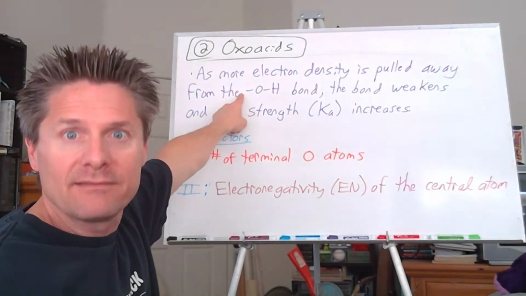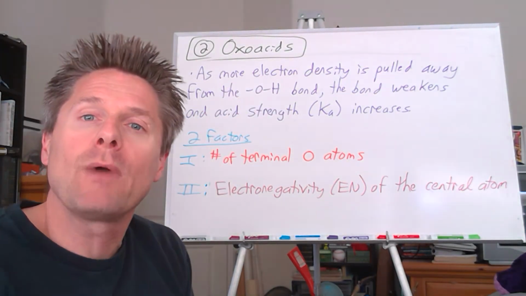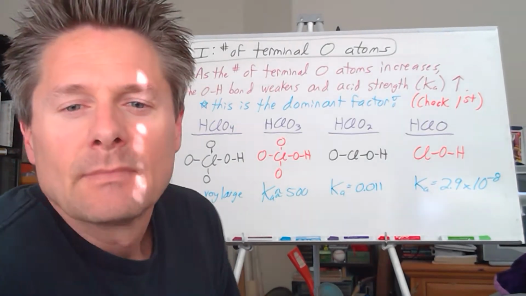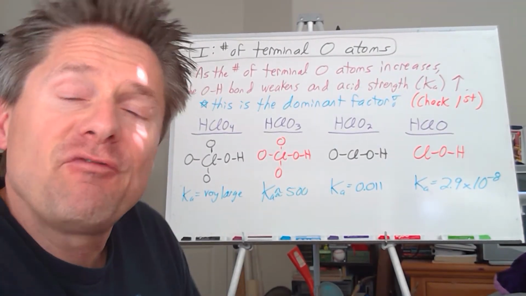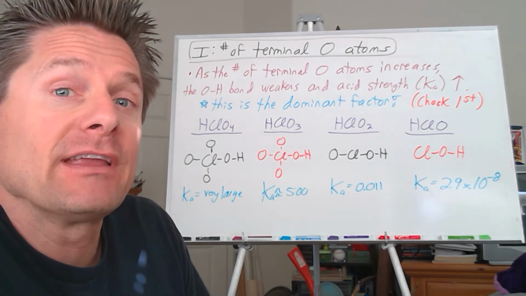Is that a chlorine? Is that a sulfur? What is that? The more electronegative that is, the more it's going to pull electrons away. So let's look at each of those 2 factors in turn, and we'll be done with this. Let's take a look at the first factor, the number of terminal oxygen atoms, and then we'll look at the electronegativity of the central atom.